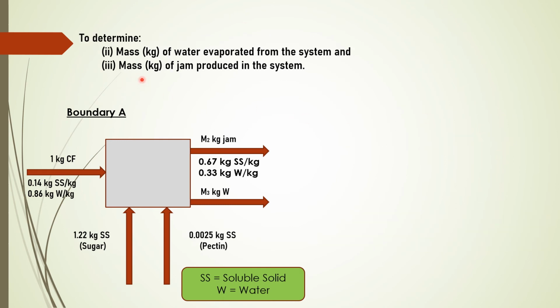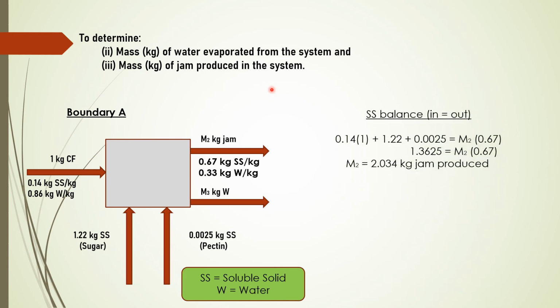To determine the mass of jam produced in the system, the soluble solid balance is used. Therefore, the input is equal to output. At the boundary A, there are three inputs that contain soluble solid. Therefore, 0.14 multiplied with 1 plus 1.22 plus 0.0025 equal to output. The output is 0.67 multiplied with M2. Therefore, we can get M2 equal to 2.034 kg jam produced.